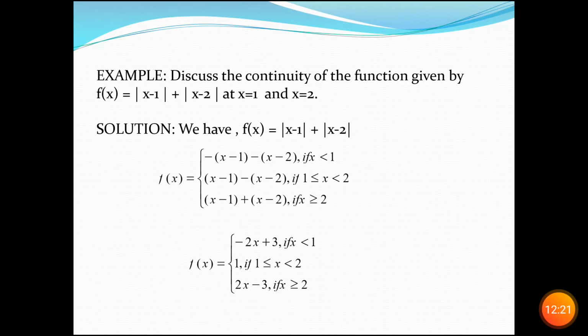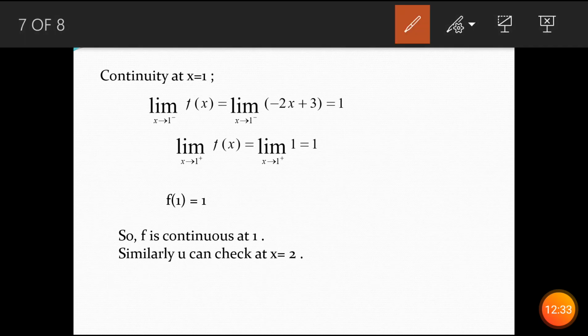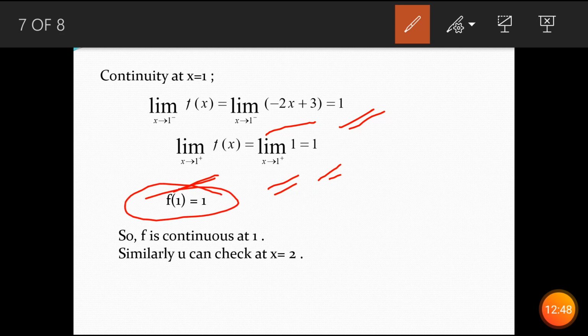So you can see. Now we want to check the continuity at x equals to 1. So limit x tends to 1 minus fx. That will be obviously for less than 1, the function is minus 2x plus 3. So just put it and you will get the result 1. For x tending to 1 plus, more than 1, your function is 1. So that will be equivalent to 1. So f1 equals to 1.